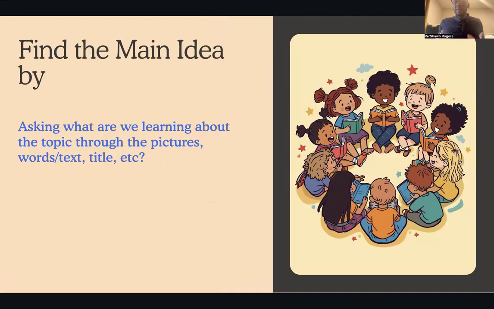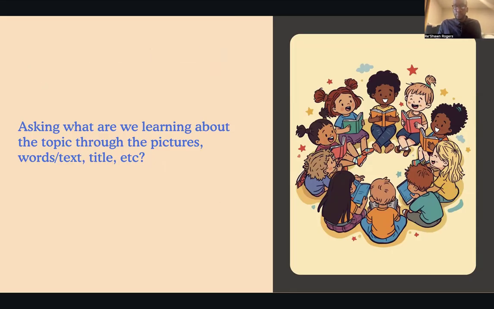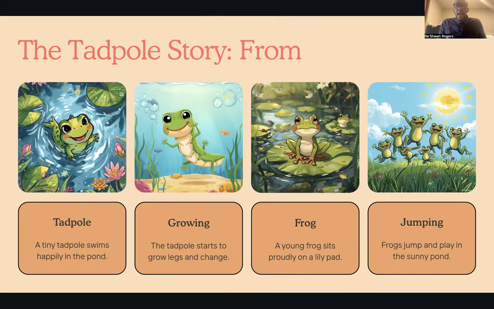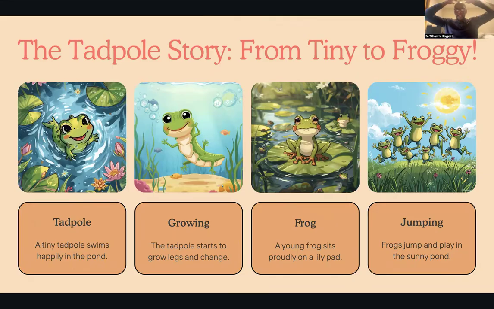In order to find the main idea, like a great detective, you have to be asking yourself, what are we learning about the topic through the pictures, the words, and the text, the title, and anything else you notice in the text? What are we mostly learning about the topic? I'm going to model doing this with a story, then it's going to be your turn to be detectives. First, let me put on my detective hat. Let me strap up my detective hat. All right, I think I'm ready to figure out the main idea.